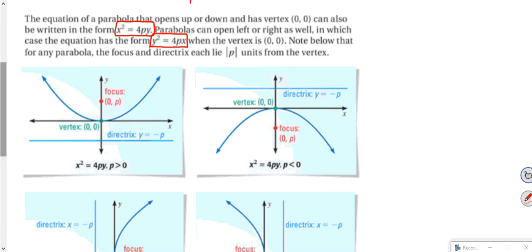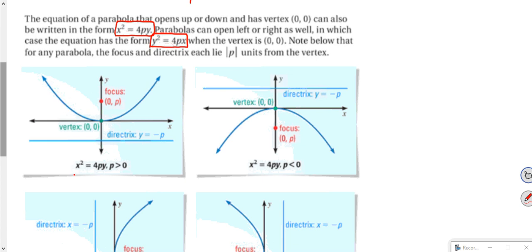So the direction the parabola opens depends on which variable is squared. If x is squared, it opens up or down. If y is squared, it opens left or right. And then the p, notice in the formula it says 4py. If the term in front of the single variable, the one that's not squared, is negative, then it points down or left. If the number in front of the single term is positive, it points up or right, depending on which one we're dealing with.